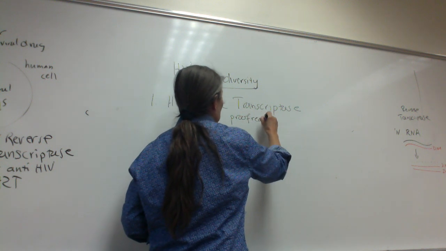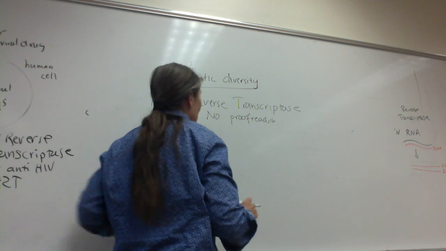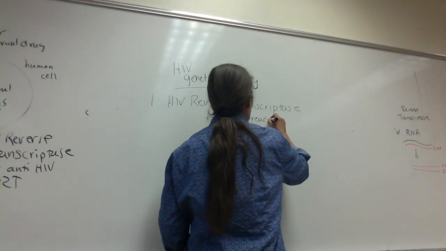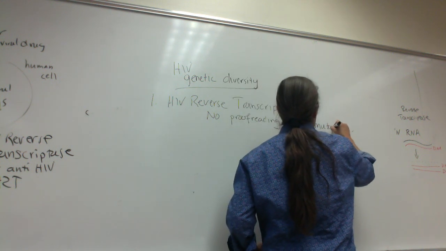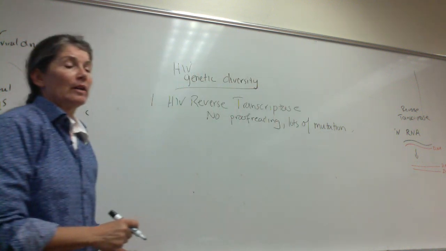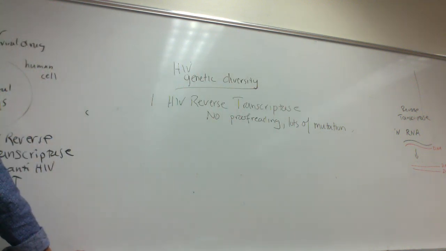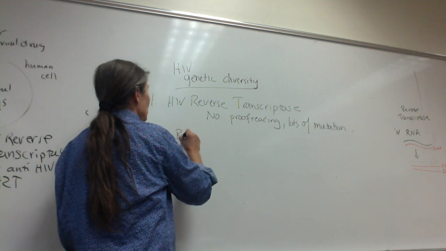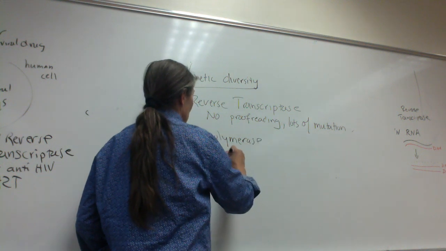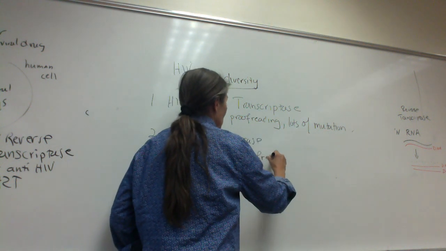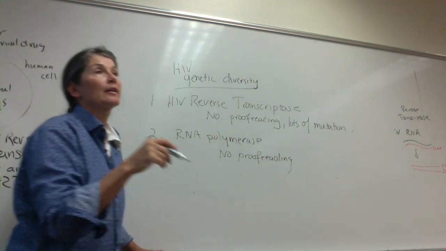And then remember how we said that once the HIV provirus is made, it gets stuck into our chromosome. Remember that? Okay, so when the cell is going to start becoming an HIV factory, it's the cellular RNA polymerase that transcribes the HIV provirus into HIV RNA. And do RNA polymerases proofread? Nope. So the RNA polymerase, it's the same story. So there's 2 steps in HIV replication where we're going to introduce lots and lots of mutations.